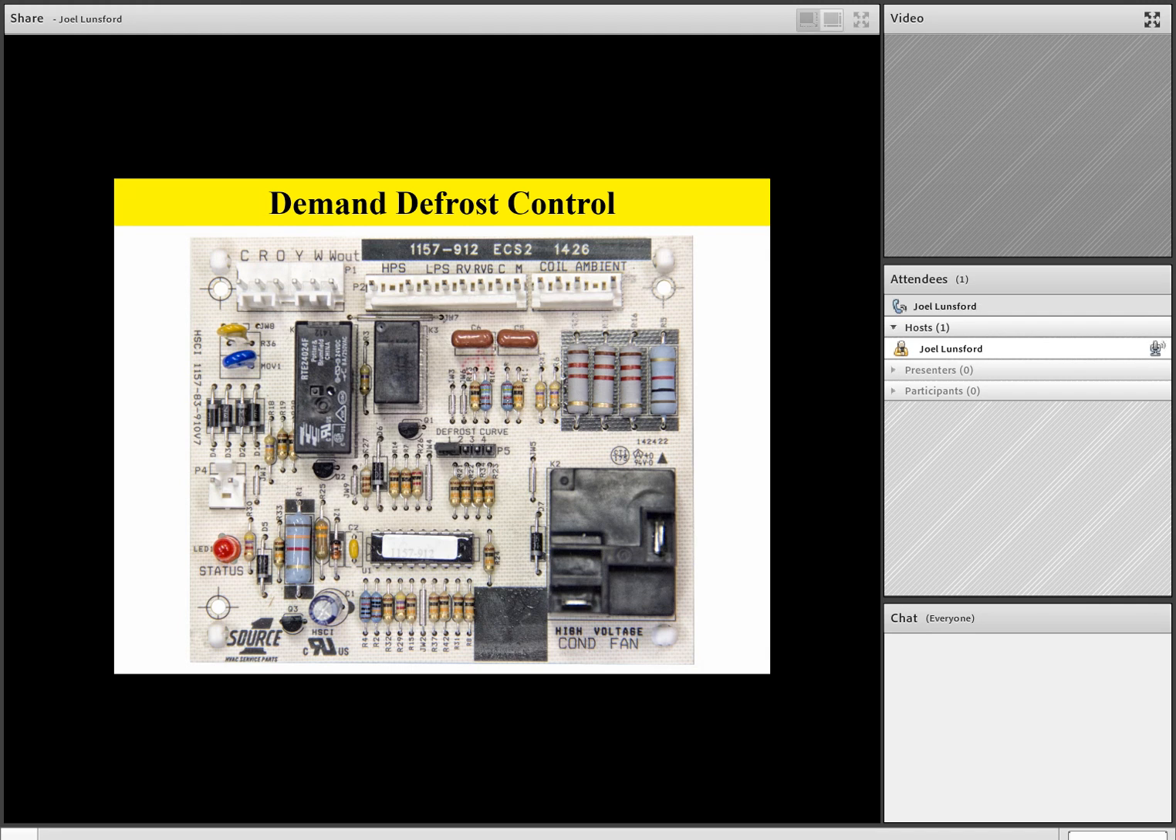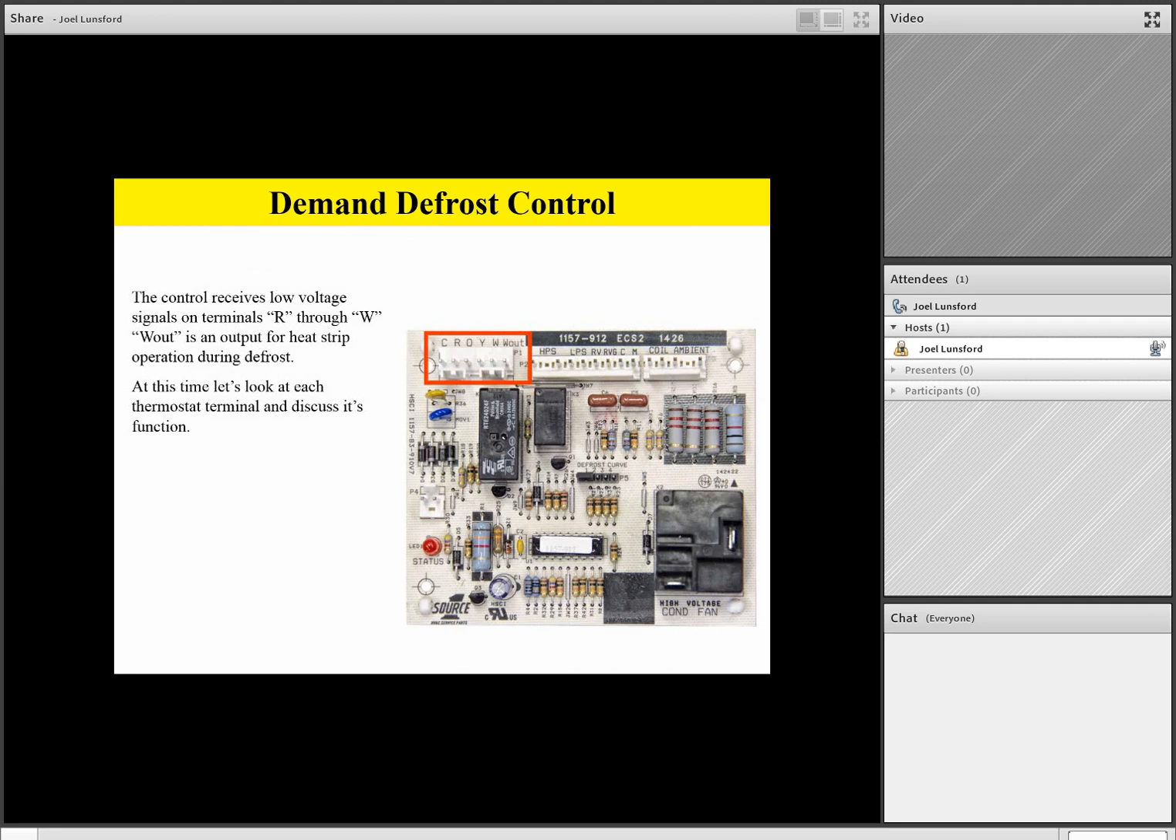So starting out with the low voltage input. Now remember, team, we've removed all the wires and all the harnessing off of this board for educational purposes. But in this area right here where you have your C, R, O, Y, etc., those will actually be pigtails to hook up your 24-volt wires from the thermostat and the indoor unit. So let's take a look at those together.